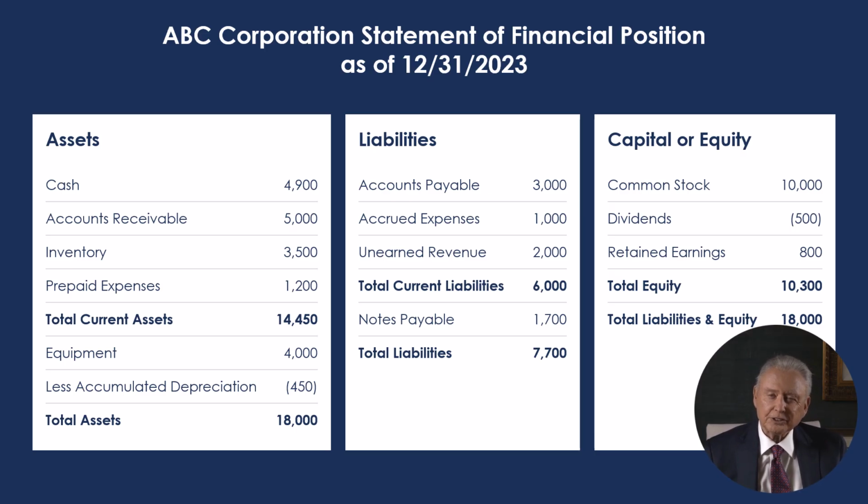Total liabilities are $7,700. Common stock is $10,000. Dividends, $500. Retained earnings, $800. Total equity, $10,300. Total liabilities and equity, $18,000. Assets do, in fact, equal liabilities and capital.